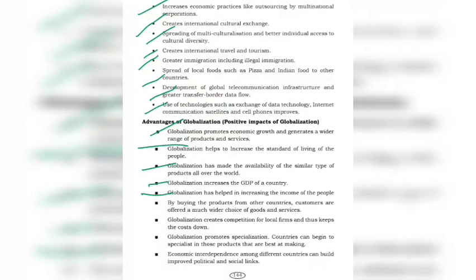So the next point is: by buying products from other countries, customers are offered a much wider choice of products, of goods and services. So it has given us a variety of products, goods and services to choose from. Earlier, we had very limited products. Suppose we are going to buy a TV. Earlier, we had very limited choices, one or two companies. But now, after globalization, we have n number of companies. We have many choices. Okay, so that is the meaning of this point. That is what they want to convey. Let's move to the next point.